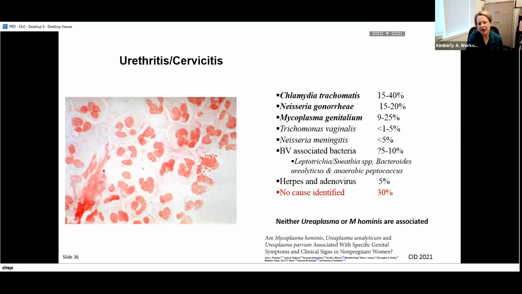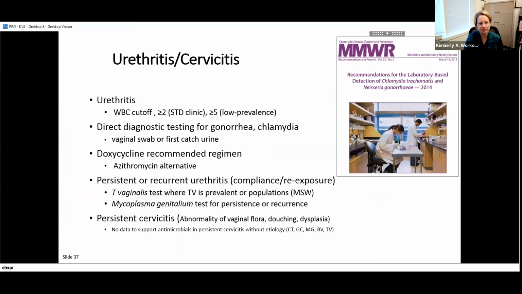So this comes up a lot. You have these multiplex tests that have come out. Should I test for Mycoplasma hominis or Ureaplasma? In the US guidelines, as well as the European guidelines, there's no rationale for testing for these. The data are conflicting. There's a recent publication looking at this in non-pregnant women that was just published in CID that again comes to the same conclusion. So there's really no recommendation to test for Ureaplasma or Mycoplasma on initial presentation or for persistent infection, because we do not have consistent data.